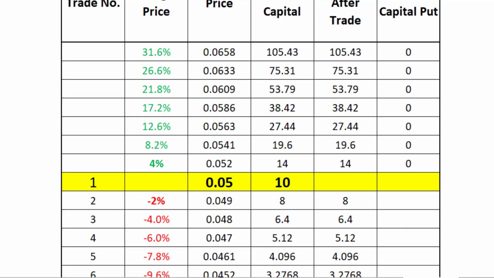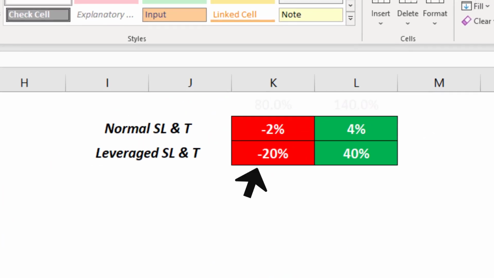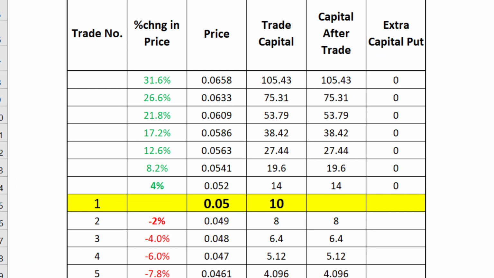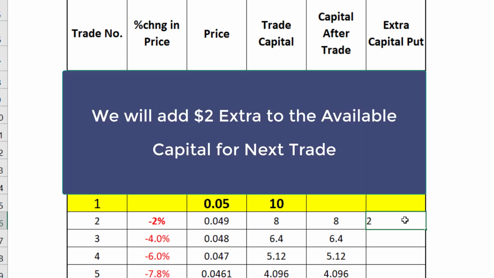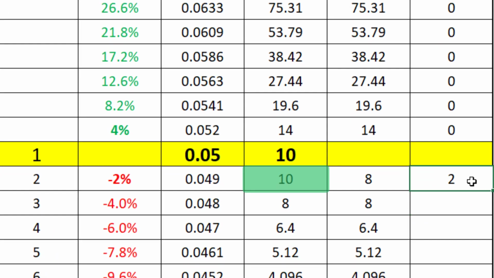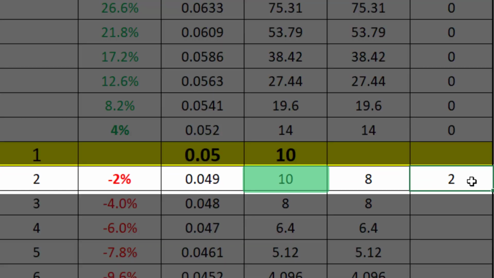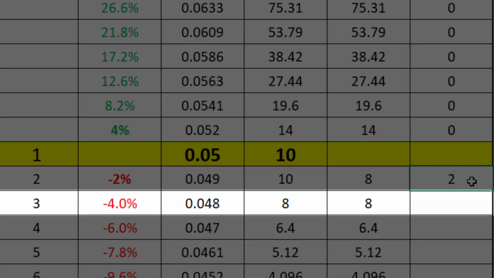But in the case of SL, the situation is a little different. There will be a loss of 20% on capital deployed if a particular position's SL hits. So in the first SL hit, we lose around $2 and only $8 will remain. At this time, we will add $2 more to this capital, make it $10 again, and we'll take the next entry using that capital on the current price level.